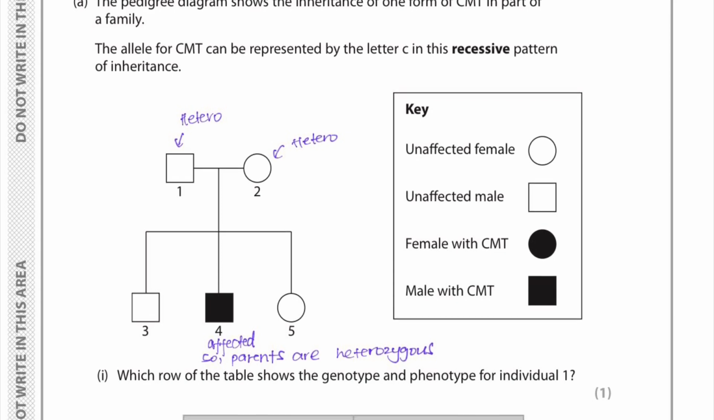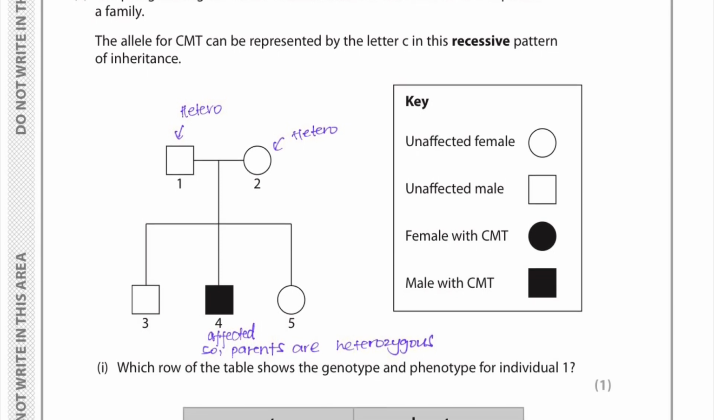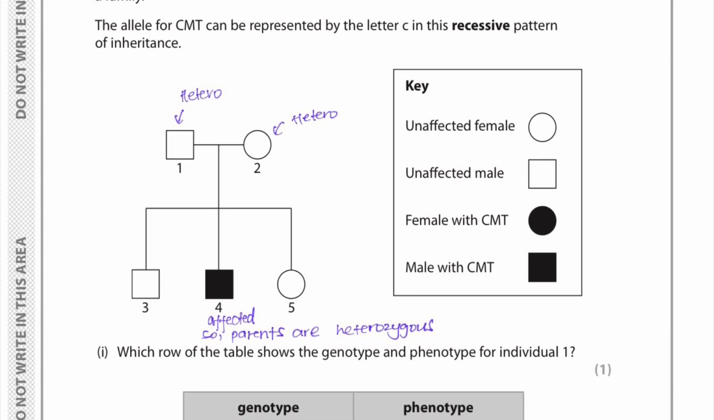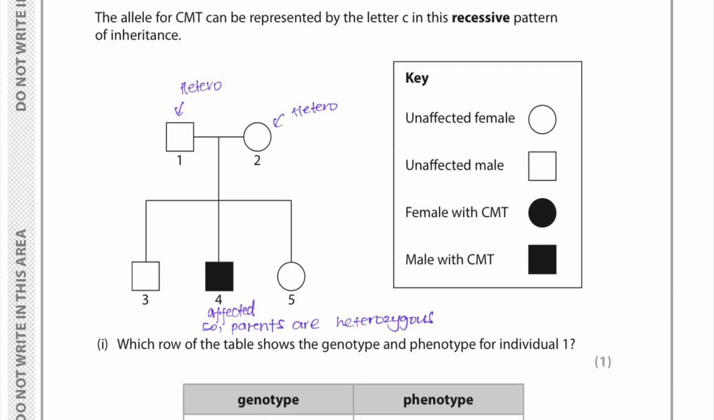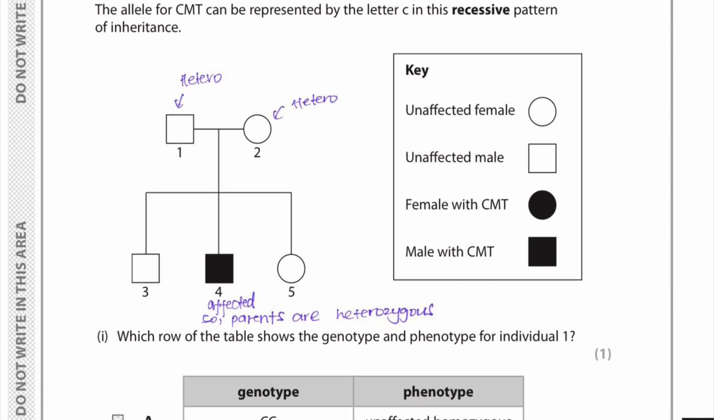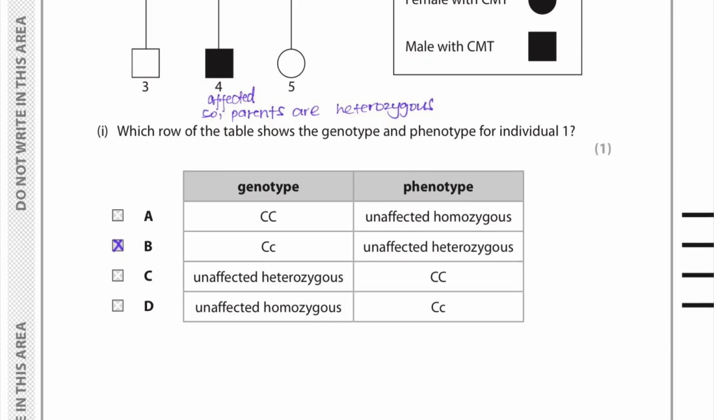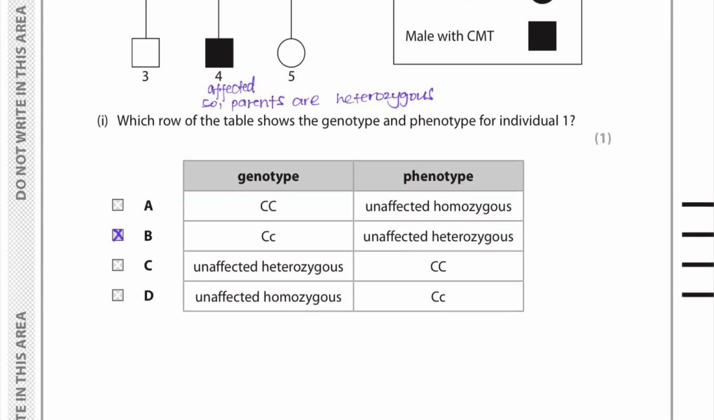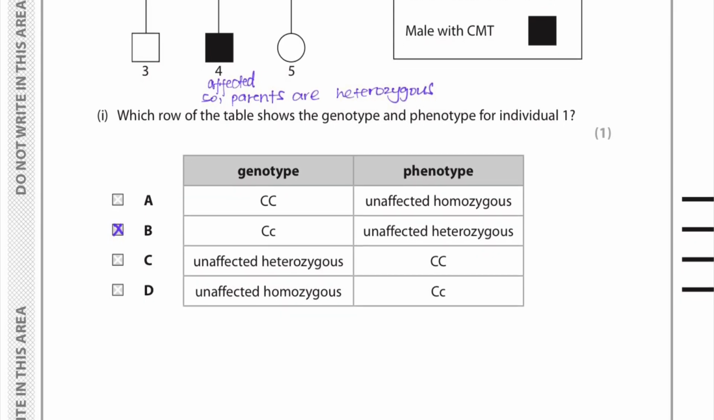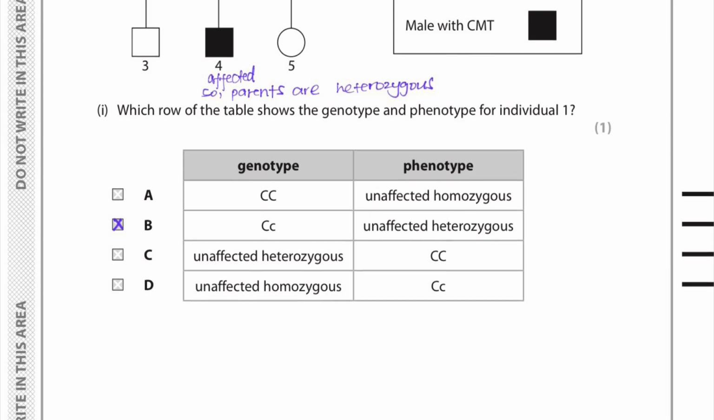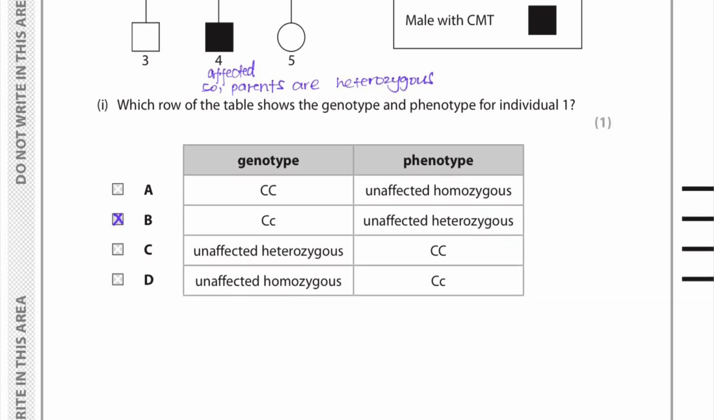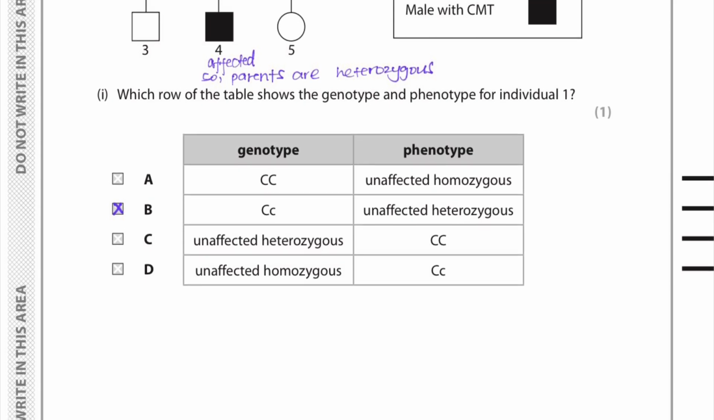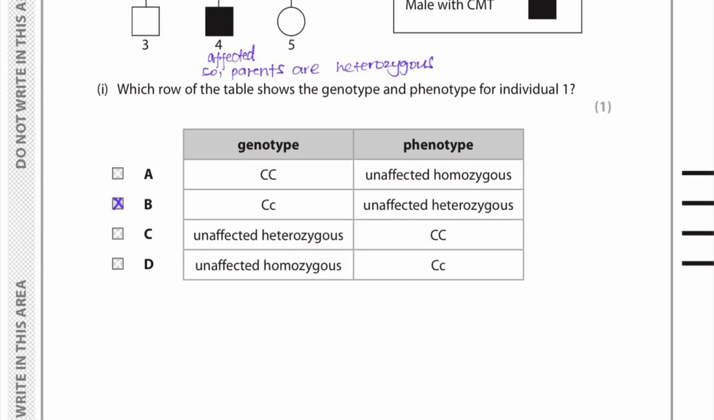Now, in this question, they are setting the background. They explain that CMT is recessive, meaning 2 copies of the faulty allele are needed to develop the disease. They also show a family tree that we need to use to answer the next parts. In the first part, they say, which row of the table shows the genotype and phenotype for individual 1? So here they want us to look at individual 1 in the pedigree chart and figure out both their genetic makeup, genotype, and whether they show symptoms, phenotype.